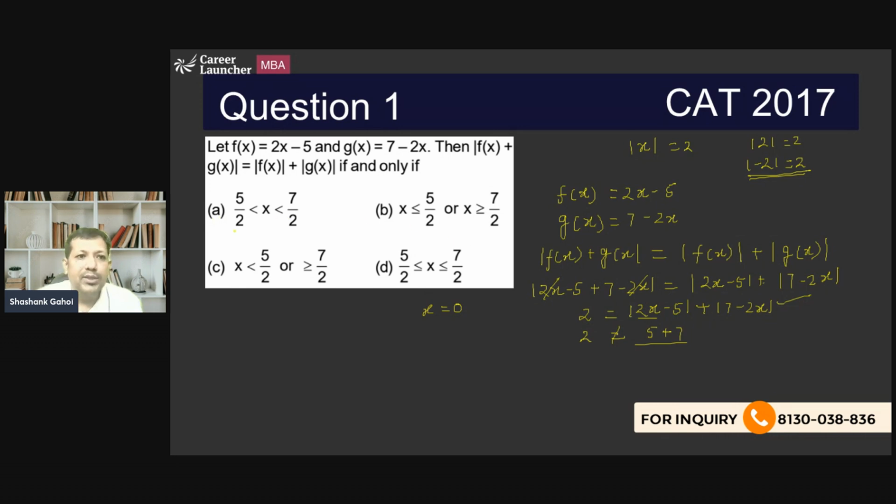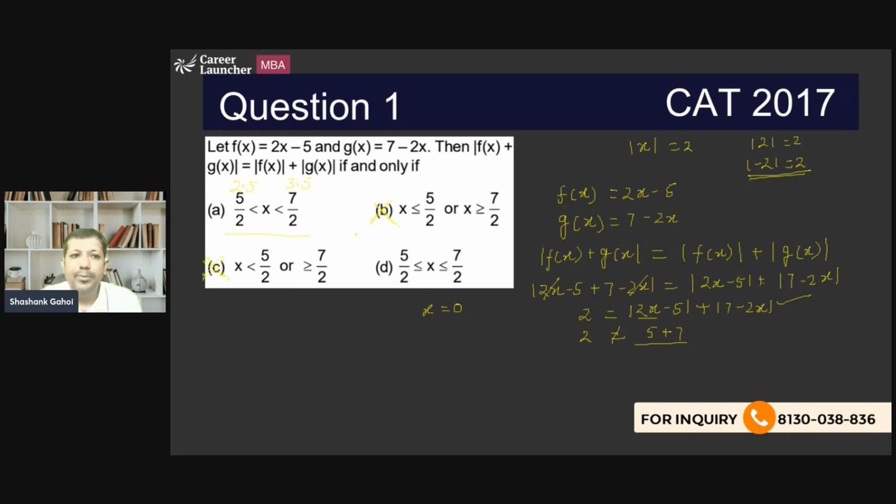First option, there is no 0 because it is lying between 2.5 and 3.5. So definitely not this one. In option B, x is less than 5 by 2, which means x can be 0, and at x equal to 0 it is not defined. So option B is rejected. Similarly, option C is rejected. Now I'm left with two options.